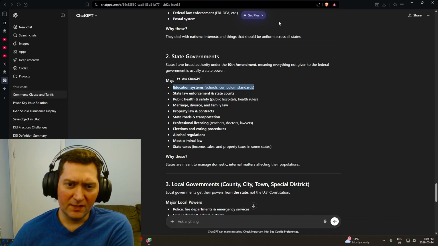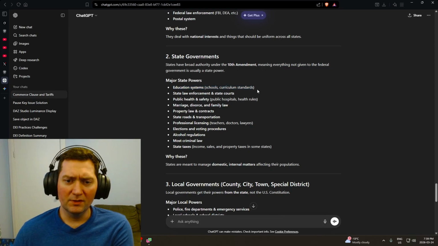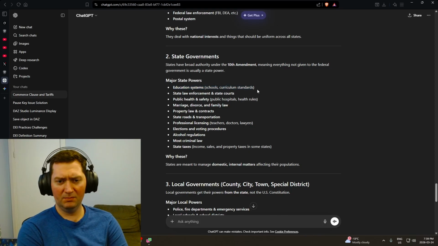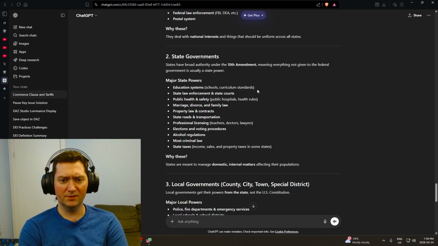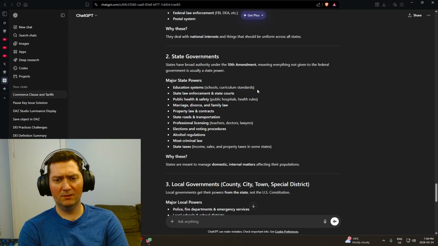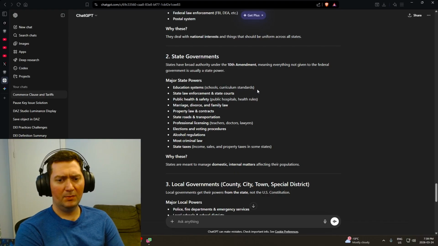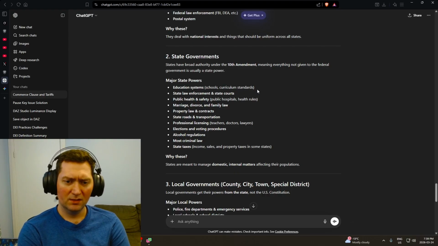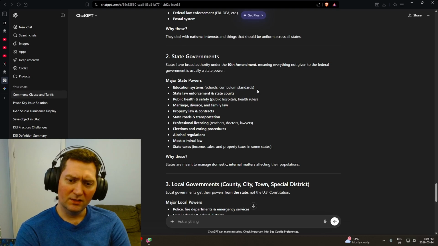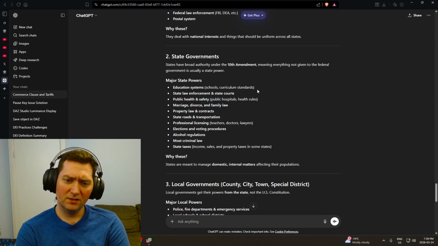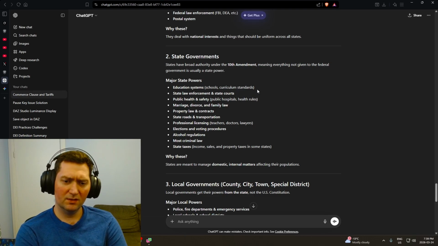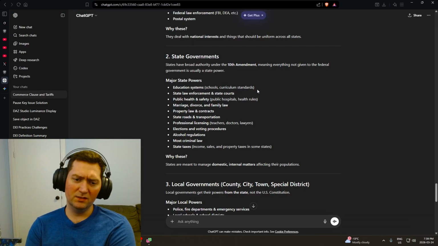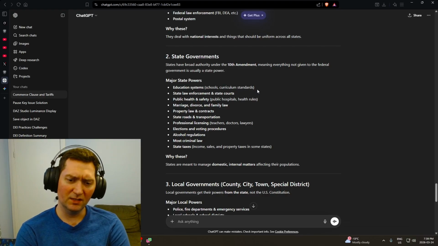Other things that the state government does: state law enforcement and state courts, public health and safety, public hospitals, health rules, marriage, divorce, and family law, property law and contracts, state roads and transportation, professional licensing for teachers, doctors, and lawyers, elections and voting procedures, alcohol regulations, most criminal law, and state taxes.